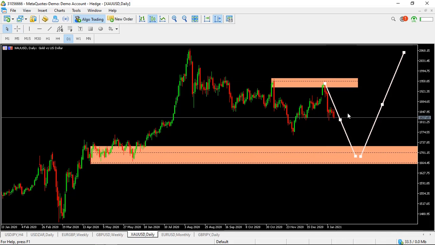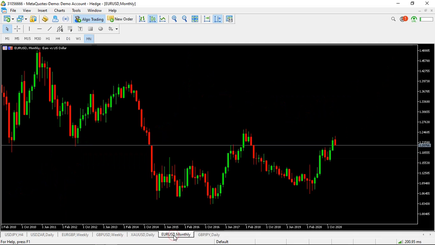So yeah, a risk to reward. Okay, so we did USD JPY, USD ZAR, Euro GBP, and we haven't done gold. I want to keep GBP for last, so let me do Euro USD. Okay, Euro USD, this is your monthly.